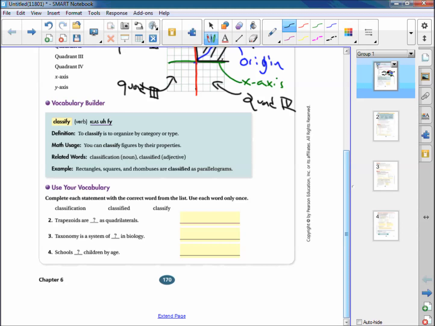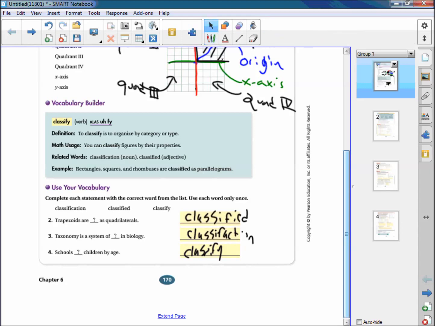Okay, so complete each statement with the correct word from the list. Use the word only once. Trapezoids are classified as quadrilaterals. So that's our adjective. Okay. Taxonomy is a system of classification in biology. That's a noun there, I think. Okay. And schools classify, and it's going to be our verb, children by age. Okay. So we put them in different grade levels or different classes by their age.